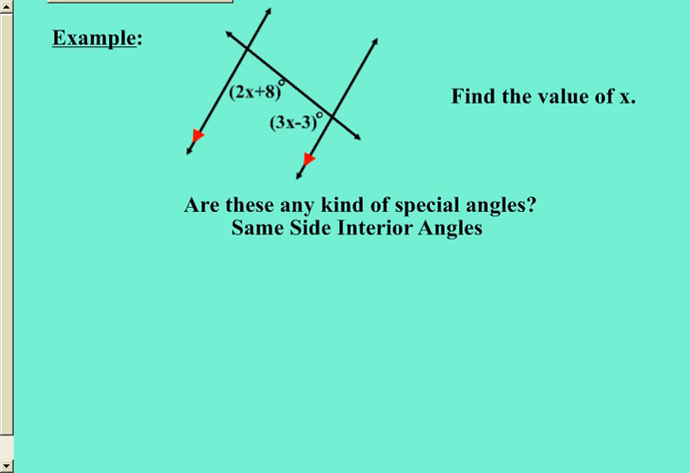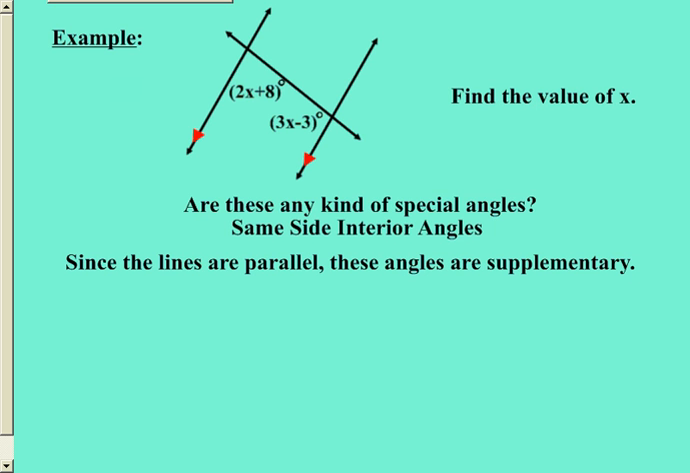So then your brain needs to go, what do I know about same side interior angles? And hopefully your brain goes, same side interior angles are supposed to be supplementary. That means whatever 2x plus 8 is and whatever 3x minus 3 is, they are supposed to add together to equal 180 degrees. Remember, all the s's go together, same side supplementary, same side supplementary.